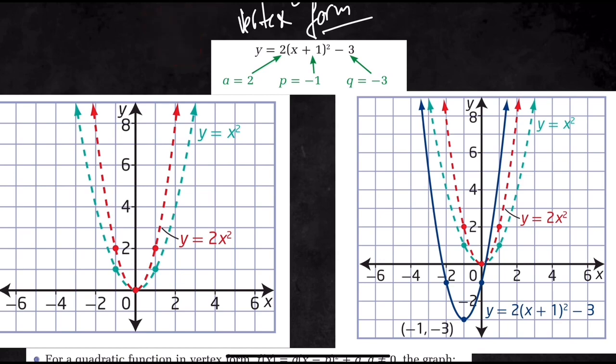Now I have plus 1 here. So that means I shift my parabola left side 1 unit. Okay, I shift my parabola left side 1 unit. And because I have minus 3, I shift my parabola down side 3 units.